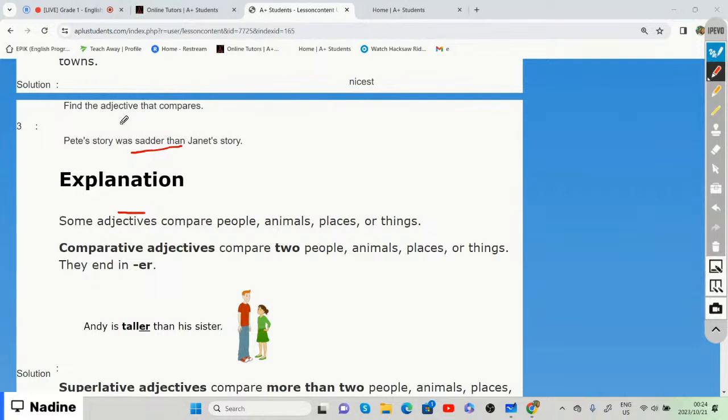All right. So we say Pete's story was sadder than Janet's story. And in this case, they are comparing two people.